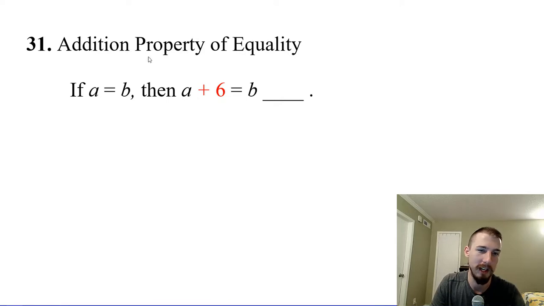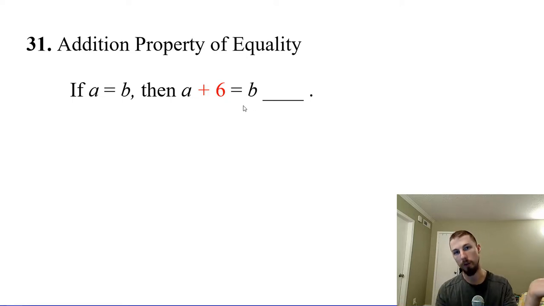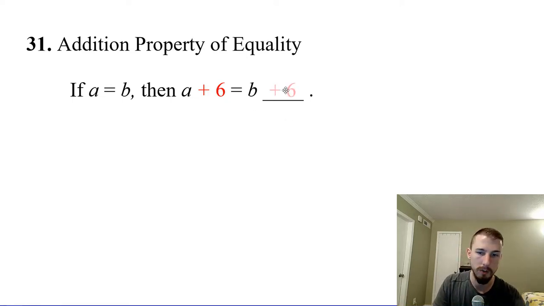All right, so addition property of equality. On 31, they tell us the property they want us to use. We want to complete the statement using that property. So the addition property of equality means if we add something to one side, like plus 6, so if A is equal to B, A plus 6 is equal to B plus 6. We got to add 6 to the other side as well. So that is, sorry, not additive identity. That would be how we would do the addition property of equality.